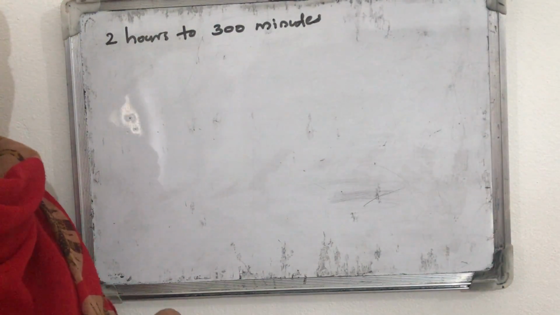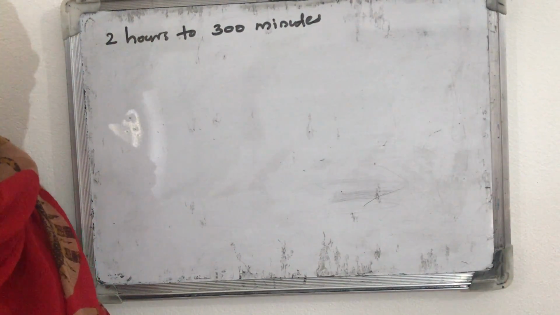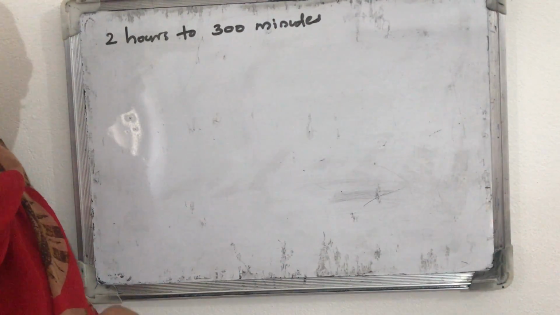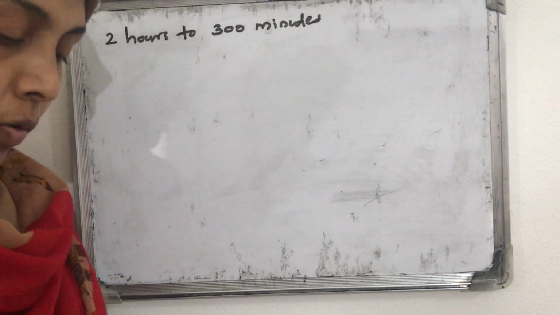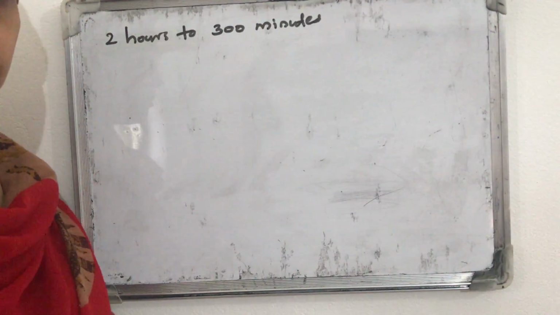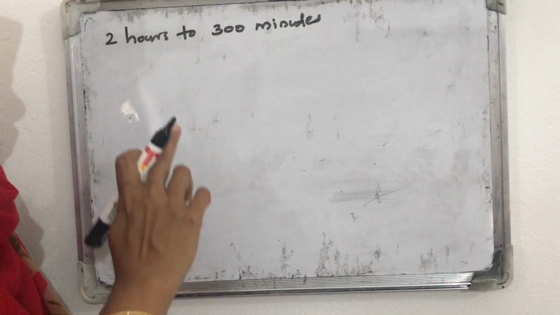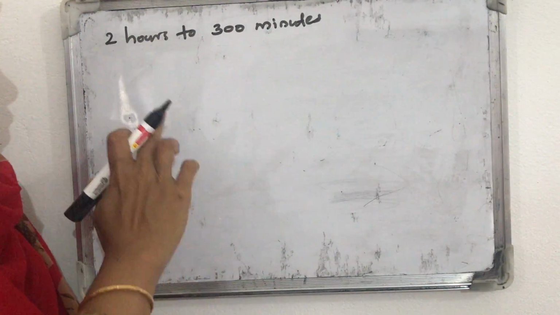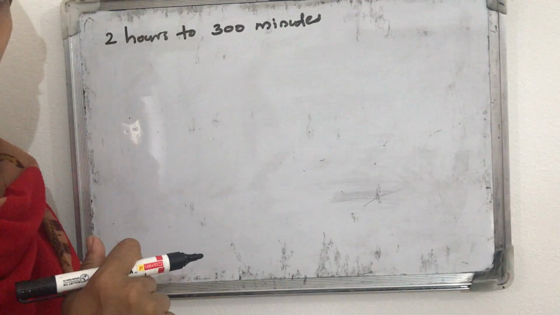Today we can discuss some problems related to ratios. We already learned some conditions for taking ratios of two quantities. Now one question: express the following as ratios in the simplest form, 2 hours to 300 minutes. We want to find out the ratio of 2 hours to 300 minutes.